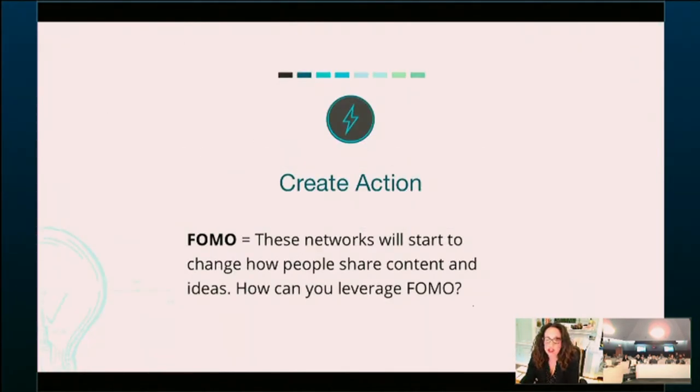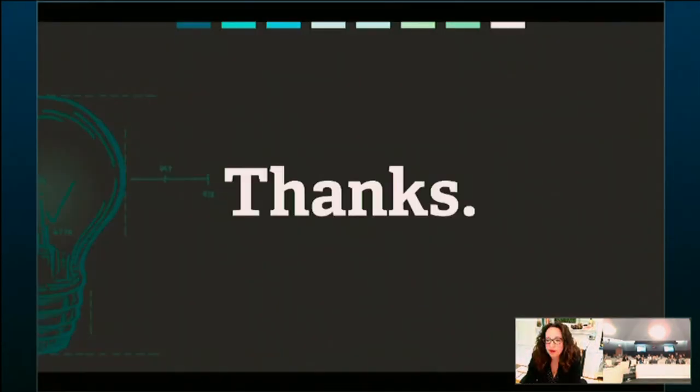So what do you do to create action? These networks are going to start to change how people share content and ideas. My recommendation is not to go out and set up a channel, but instead to have some real solid strategic meetings to figure out what's next and what this means for you. How do you leverage it?